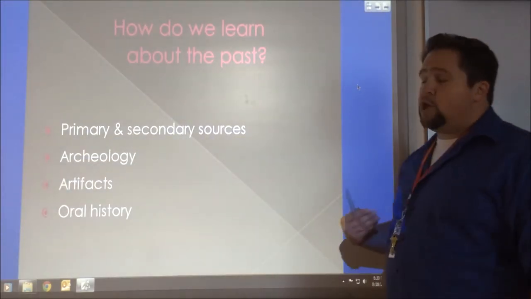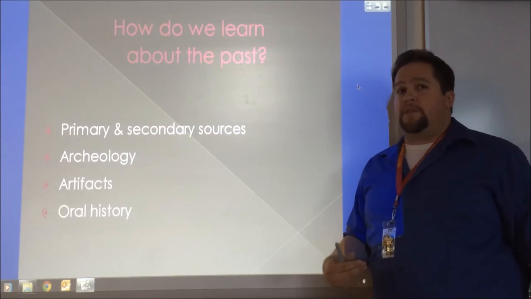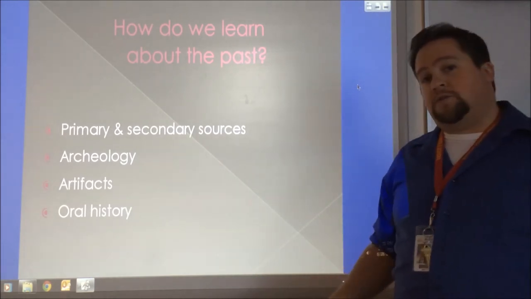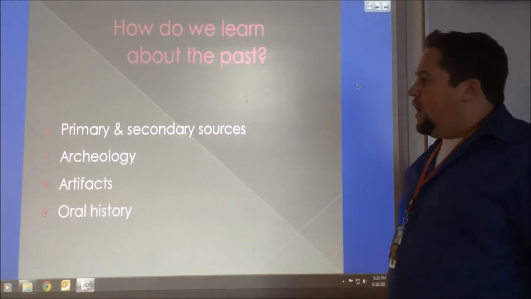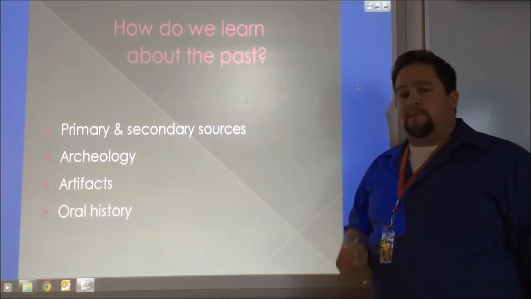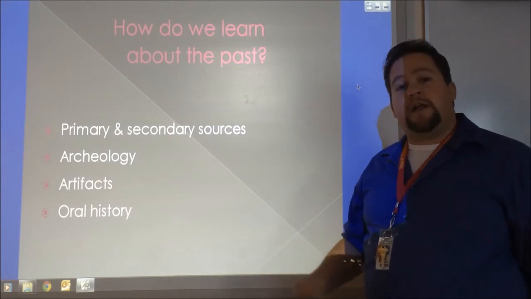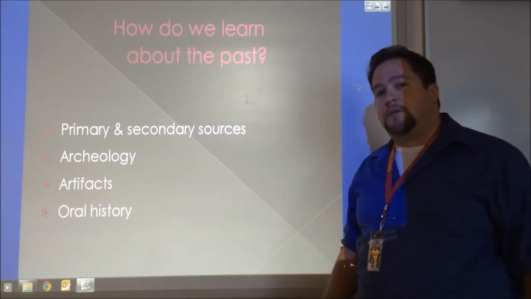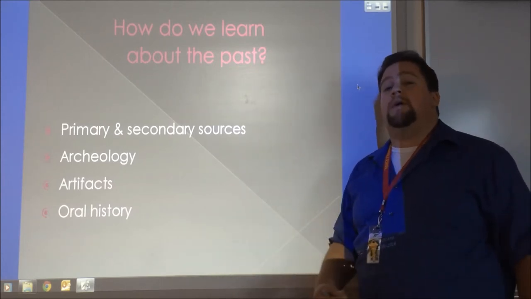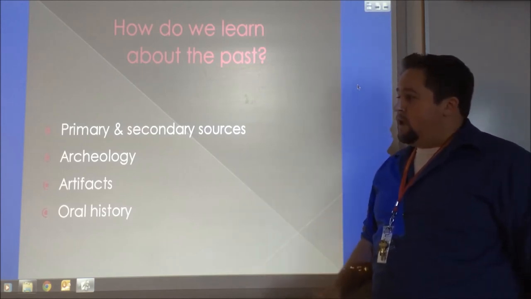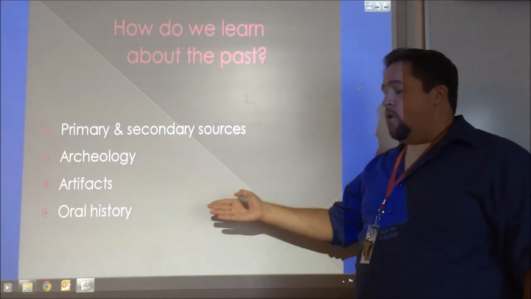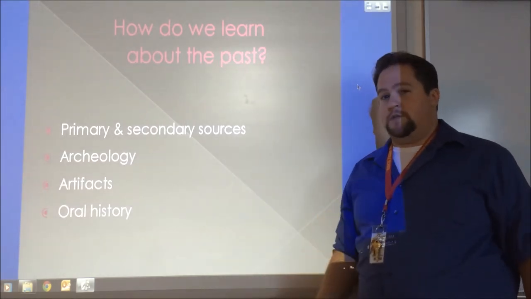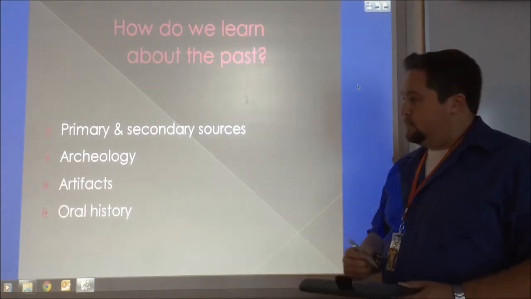Okay, so how do we learn about the past? How do we know about the stuff that happened before us, right? None of us were alive to experience the Revolutionary War, so how do we know what happened? Basically, it's about primary and secondary sources, right? This is how we find out, and we'll talk much more about this in class. If you have any other questions, see me about them, because it can be a little confusing. And some other examples would be through archaeology and artifacts, and oral history. Once again, all of these things we'll discuss a lot more in class.